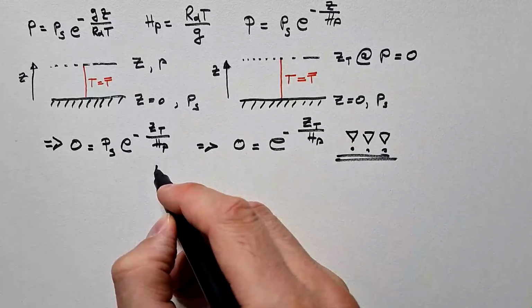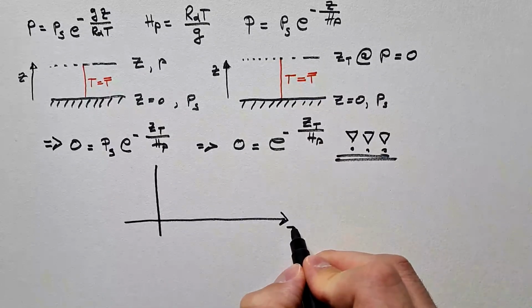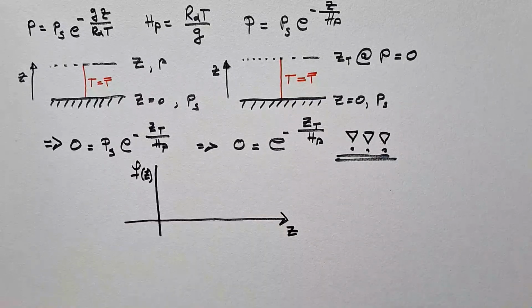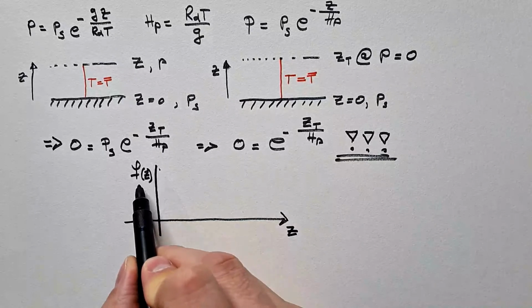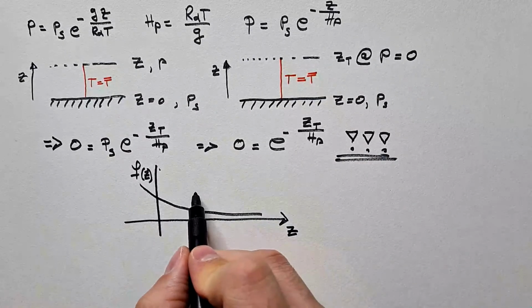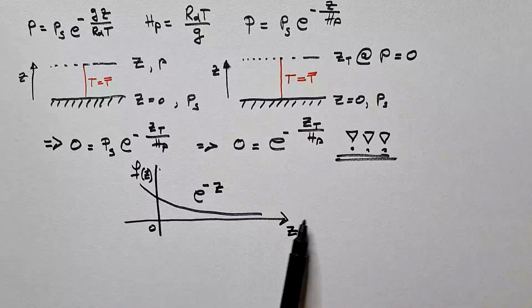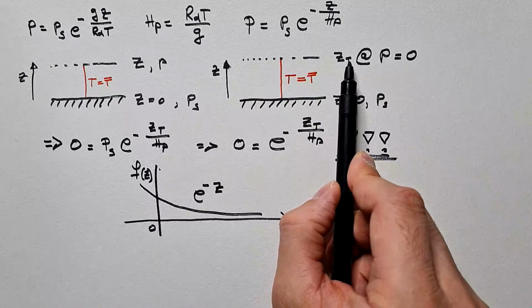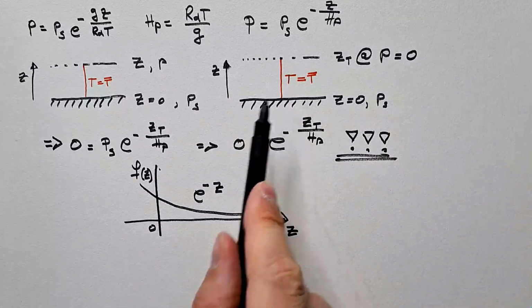In other words, if this is a graph of a function, let's say f of z, and here is an independent variable z, then this is the graph of the function e to the negative z. Z needs to tend to infinity in order for this to touch the z-axis. In other words, there is no finite height at which the pressure vanishes in the isothermal atmosphere.